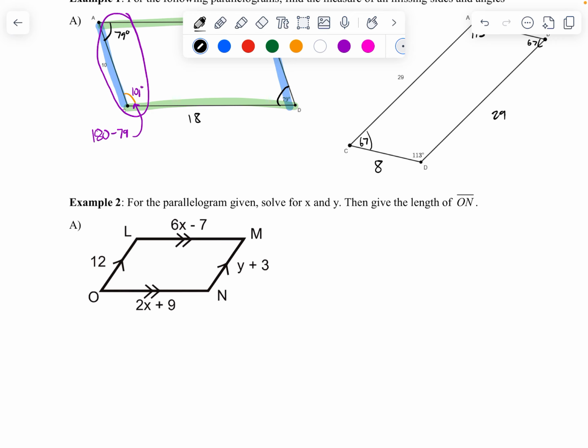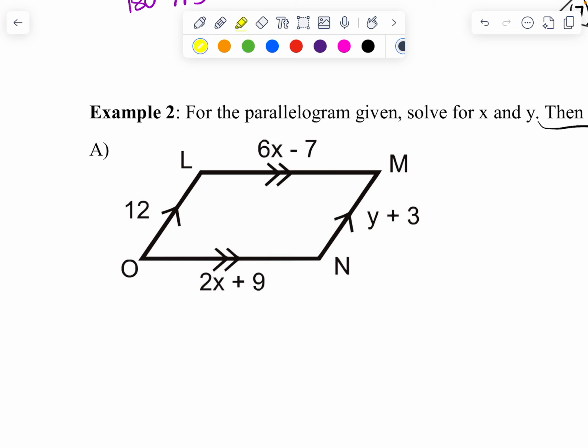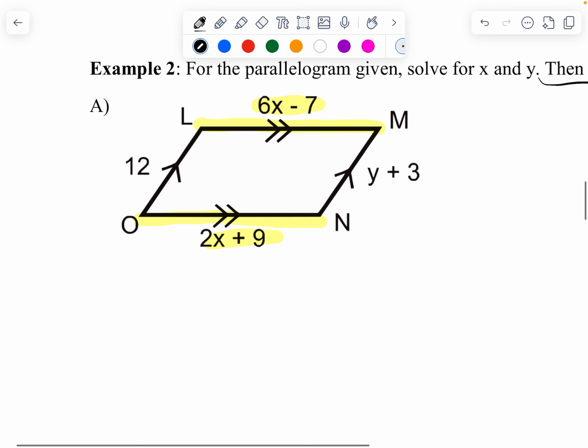So example 2, it says for the parallelogram, solve for x, solve for y, then give the length, meaning numeric length, no variables involved, of the segment from O to N. So first off, let's pick a variable. I like x, so I'm going to solve for it first. I see x is here, x is here. We're talking about sides, right? Those are opposite sides. Opposite sides are congruent. Congruent is another word for equal. So 6x minus 7 and 2x plus 9 are equal to each other. And that's how you do anything in geometry. Set up the relationship, and that's how you're going to get your equation to solve.